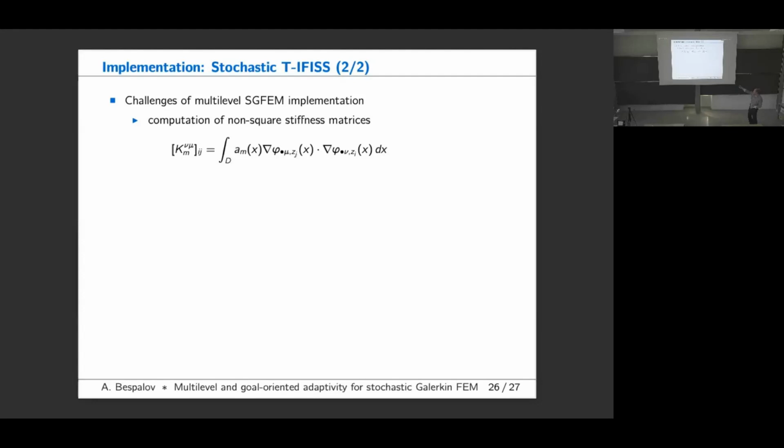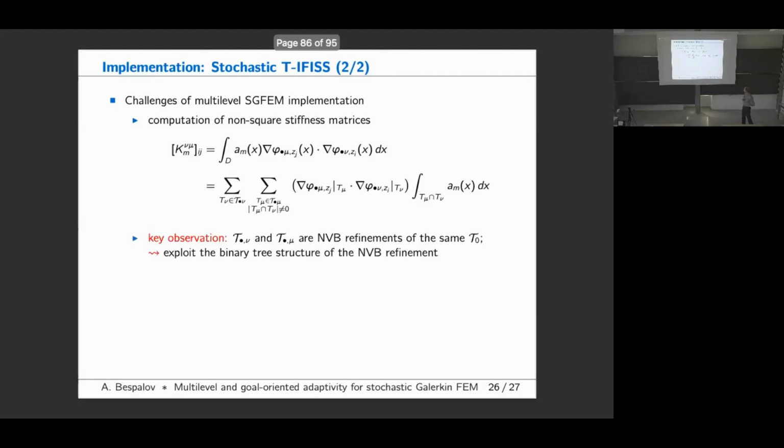So, computations of a non-square stiffness matrix, because the meshes can have a different number of degrees of freedom. The matrices are not square, and the supports of basis functions are all over the place. How do you do this? Our basis functions are piecewise linear, so the gradients are piecewise constant. For simplicity, you take this out, and you are left with the integral of triangles coming from different meshes of this expansion coefficient. This is a bit simpler, but doesn't bring us too far from the starting point. The key observation here is that the meshes actually come from one single coarsest mesh T naught.